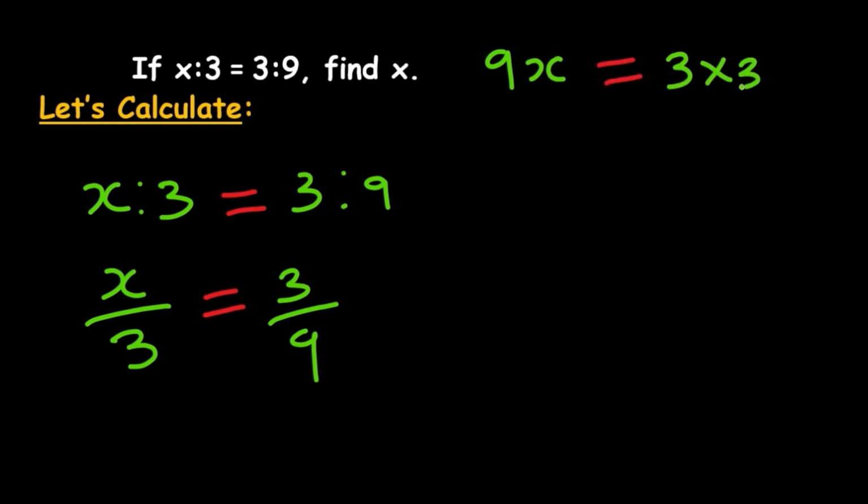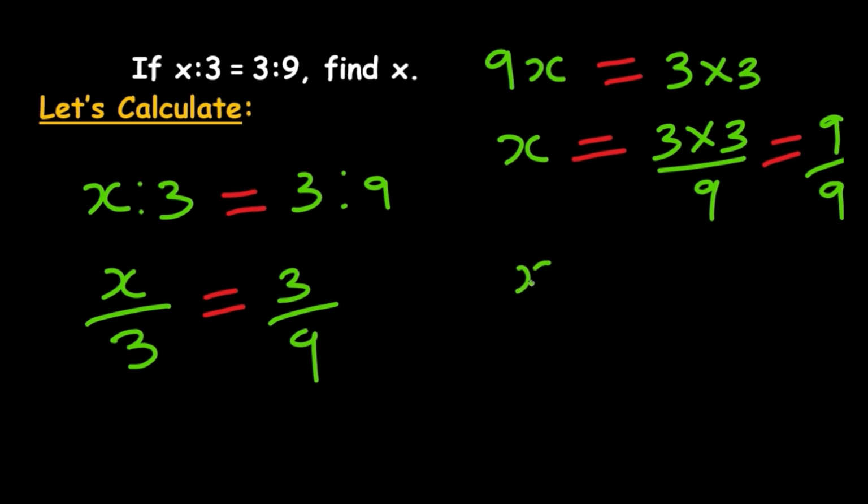Divide both sides by 9. X is equal to 3 times 3 divided by 9 equals 9/9. X equals 1. So, the value of x equals 1. Easy math, right?